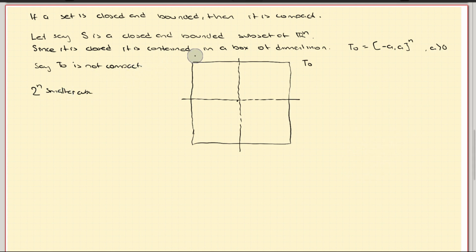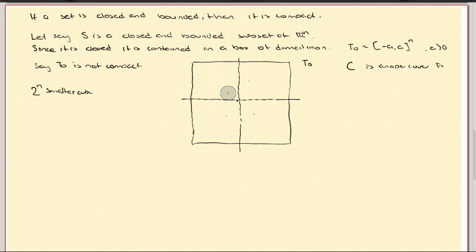And now the members of the cover. Say that C is an open cover of T0. So one of these smaller boxes should be covered by infinitely many of C's. Otherwise, if all these 4 smaller cubes were covered by finitely many C's, then T0 would also be covered by finitely many elements of C, but it's not compact, so it should not admit any finite subcover. So at least one of these 4 smaller cubes must be covered by infinitely many C's.